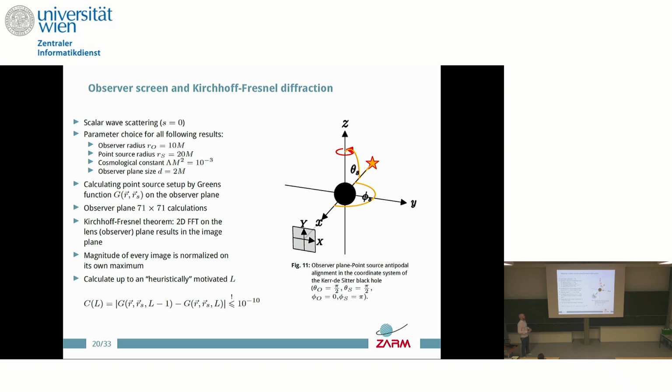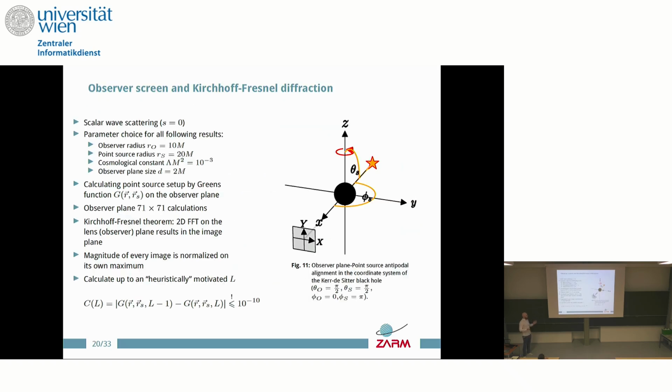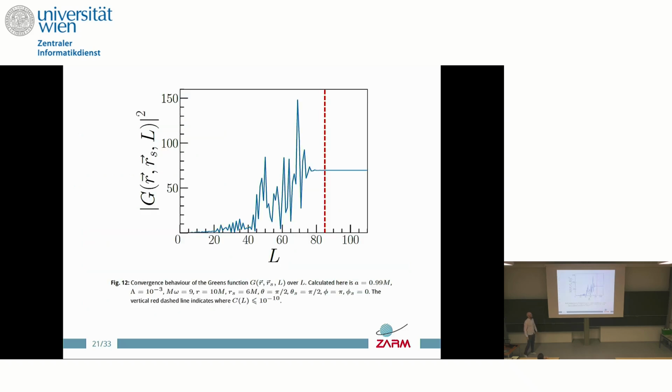Because the Green's function is in principle a series which goes up to infinity, I have to cut off at a certain capital L. For this capital L, we decided to introduce a heuristically motivated L. The following partial summations have to fall off under a certain condition, and then the convergence of the Green's function will look like this. This red dashed line indicates where we say it's sufficiently converged, but in principle you have to calculate it up to infinity. So there will be a very minor error.